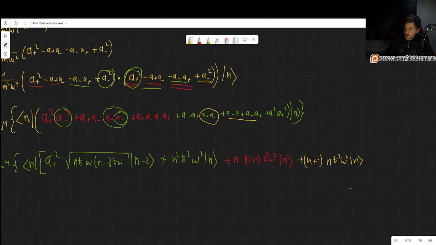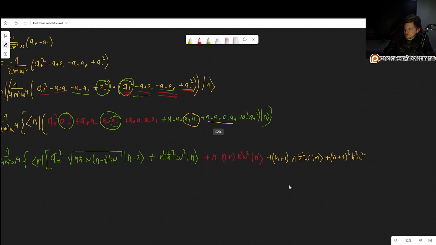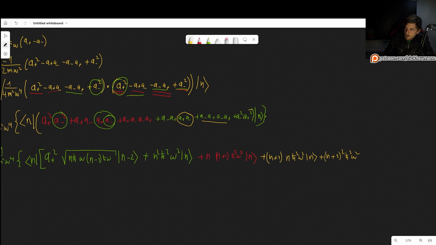So then we have this part, which is a minus a plus, which we just saw is n plus 1, and we basically get it twice. So this new part will be n plus 1 squared h bar squared omega squared. And finally, we have to apply the raising operator twice and then the lowering operator twice. So what does that mean?